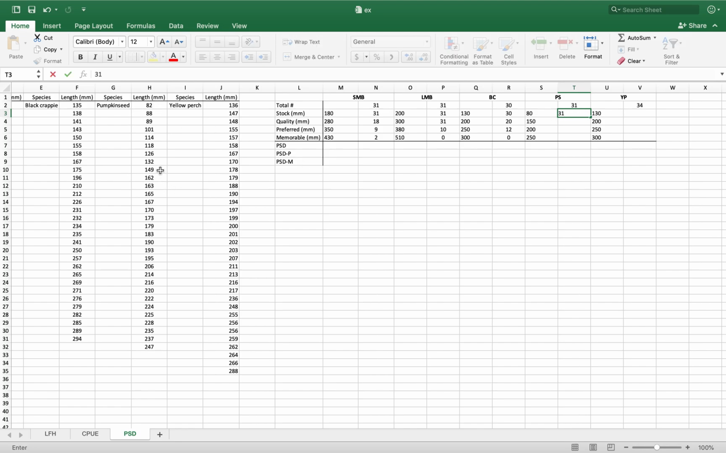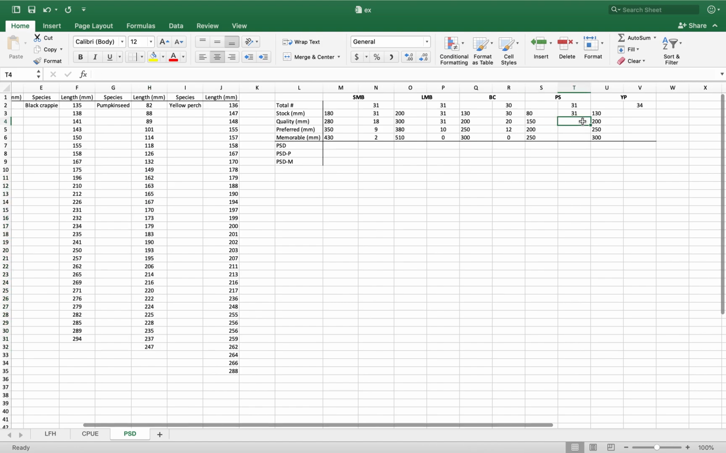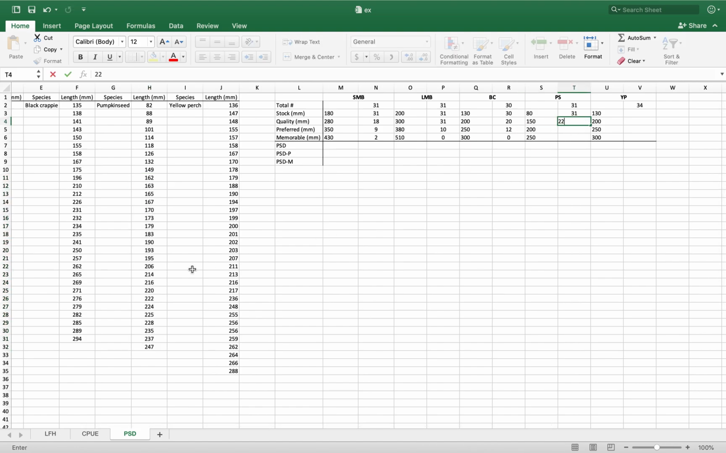Anything over 150, you can see the count down here, 22 of them. Anything over 200 was 11. Anything over 250 was non-existent, at least not in our catch. And then let's go to yellow perch.